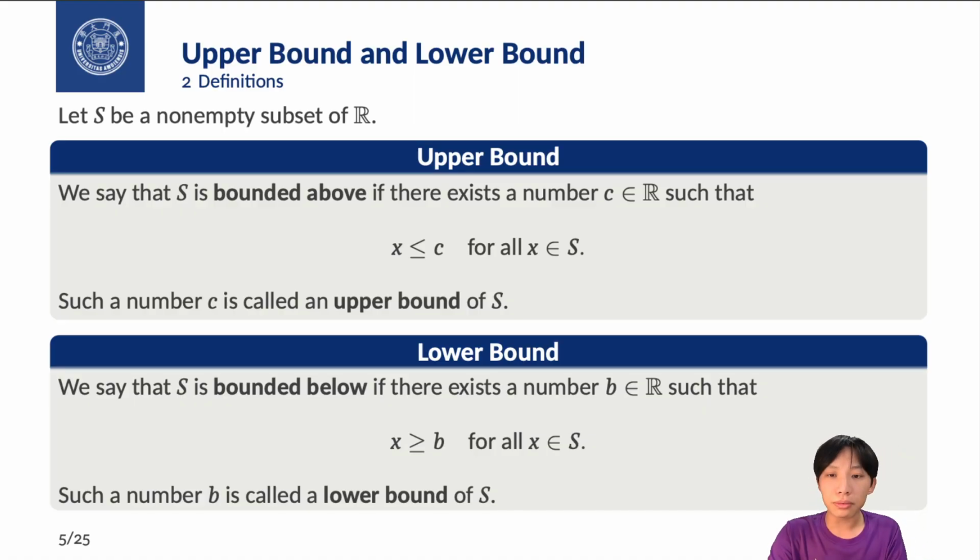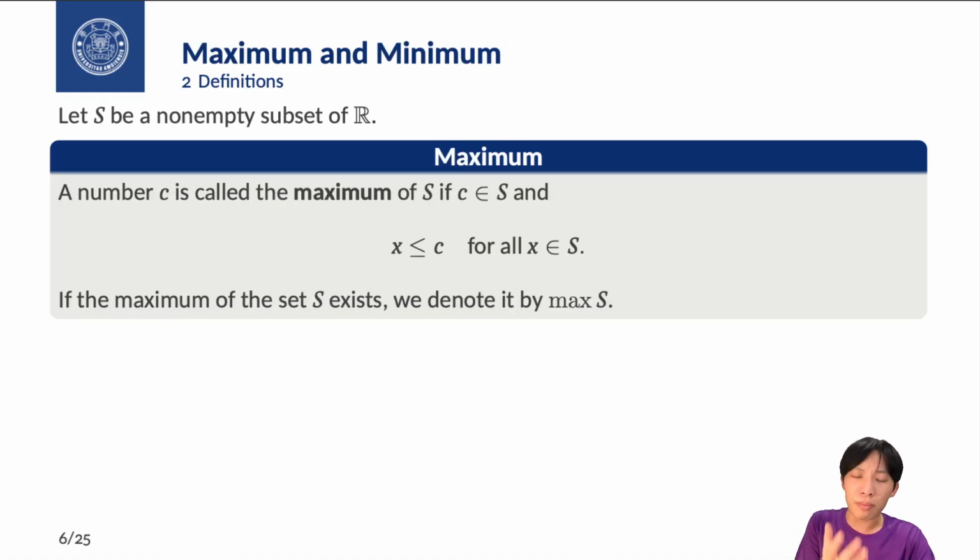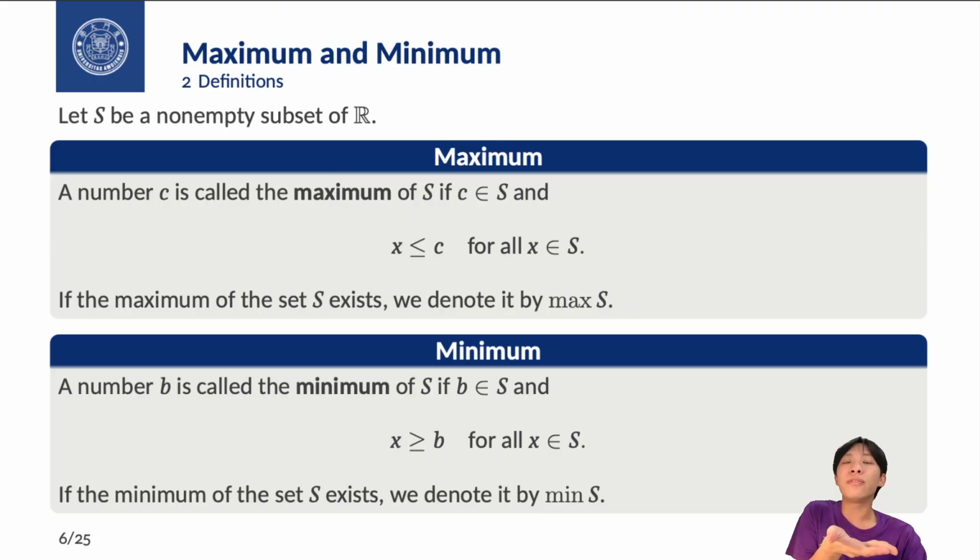a lower bound. Now let us recall the definition of maximum and minimum. For a non-empty subset of real numbers, a number is called the maximum if this number is in the set and is an upper bound. Similarly, a number is called the minimum if this number is in the set and is a lower bound.